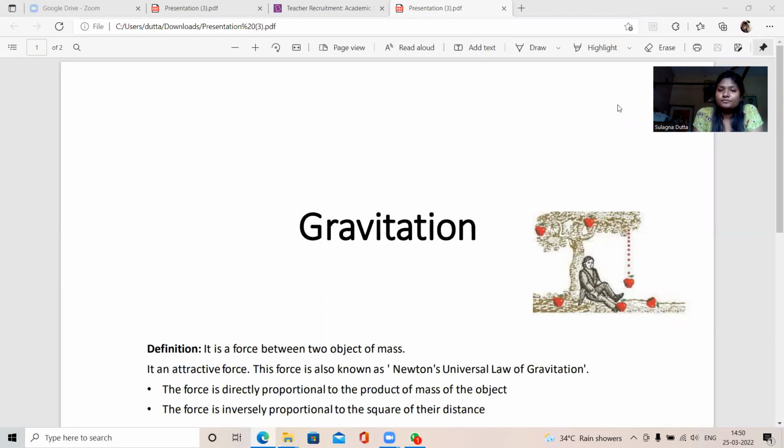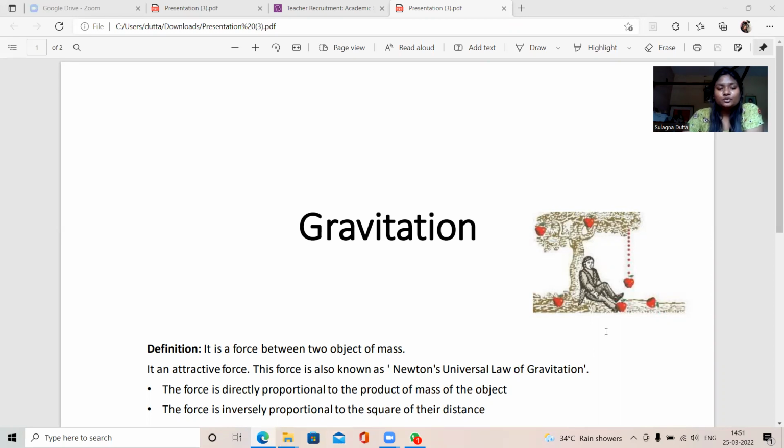Gravitation is basically a force, and more precisely, it is an attractive force. So we can say in a single sentence that gravitation is a force which acts between two bodies with masses. But this force also depends on some factors, that is mass, distance, and other things.